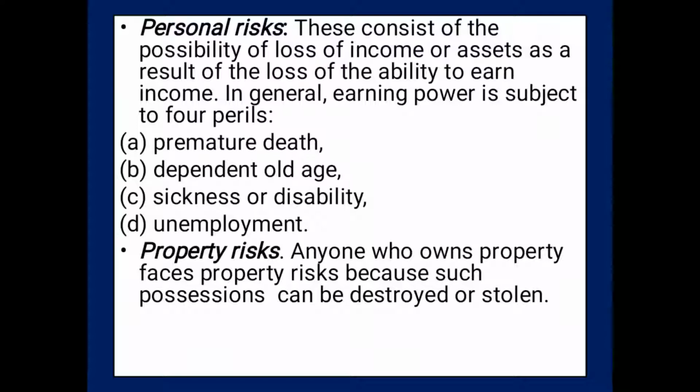These consist of the possibility of loss of income or assets as a result of the loss of ability to earn income. In general, earning power is subject to four perils. This personal risk means now you are supposed to earn something, but you are not going to get any income. So there are four situations. One is premature death. Somebody is earning for your home. Now tomorrow he has died. Then after that, how are you surviving? Now wife and family are there. Wife is not going for work. Husband is going for work, and income was coming. Now husband is dead. What is going to happen? Okay, that is one situation.